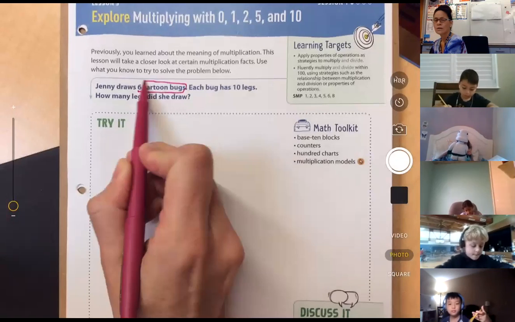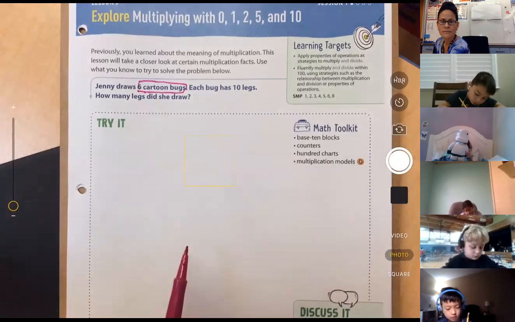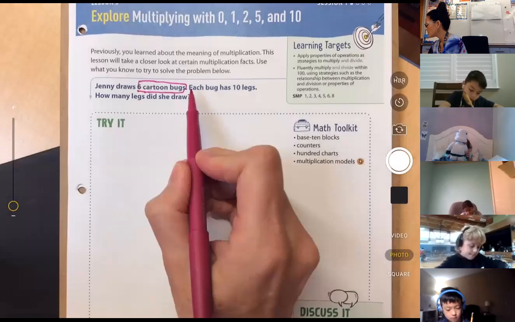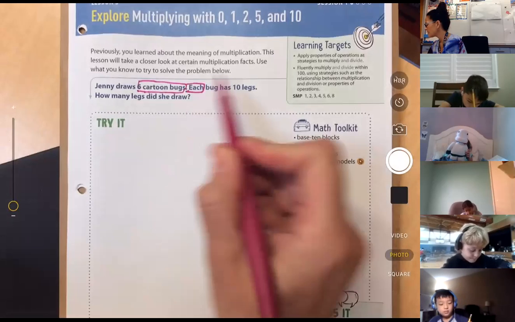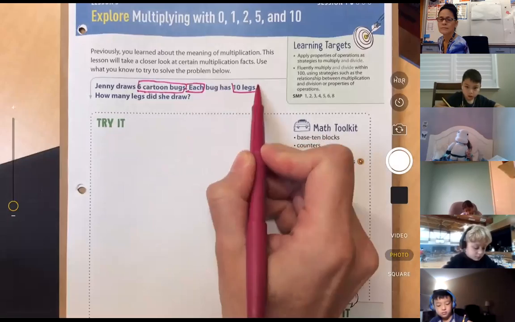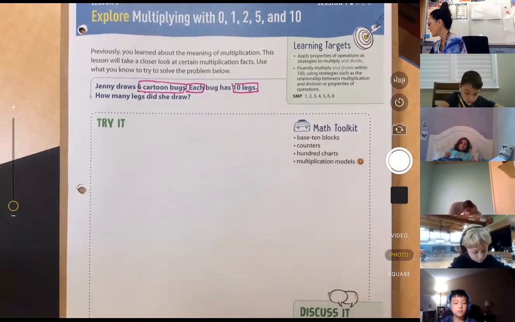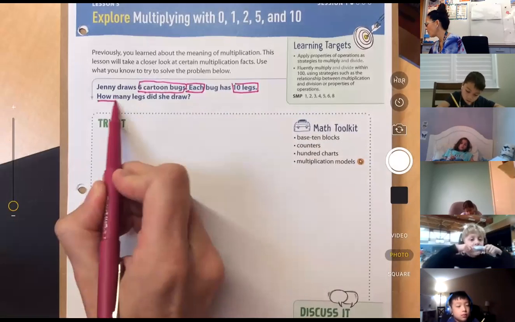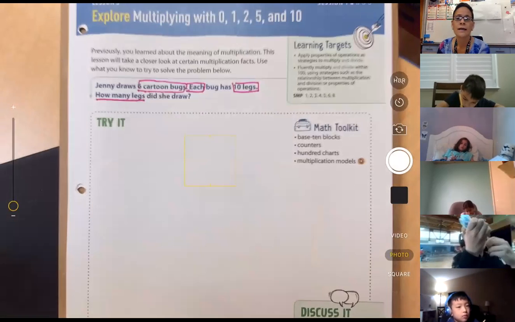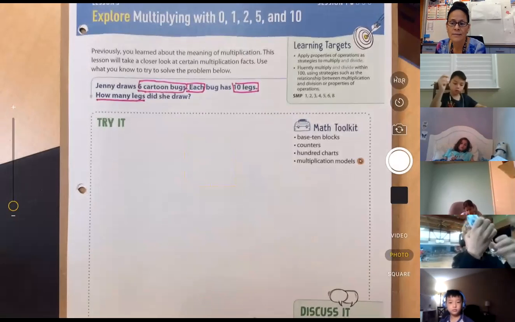All right? So when I close read this question, I am seeing that there are going to be 6 cartoon bugs, and each has 10 legs. And what I need to know, the question is asking me, how many total legs? That is my question.